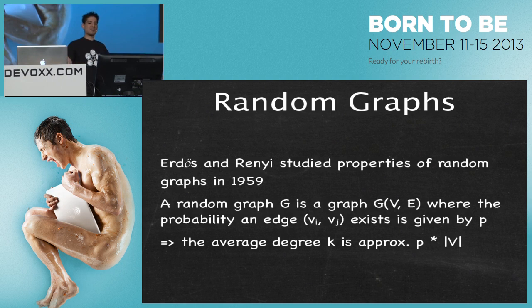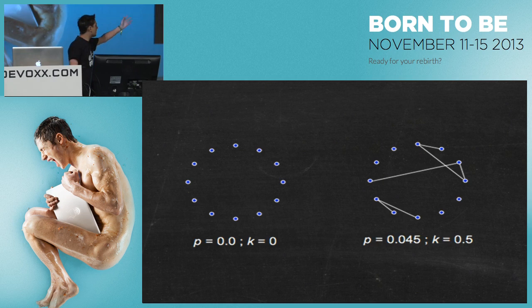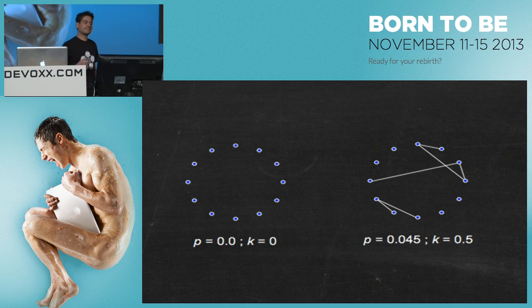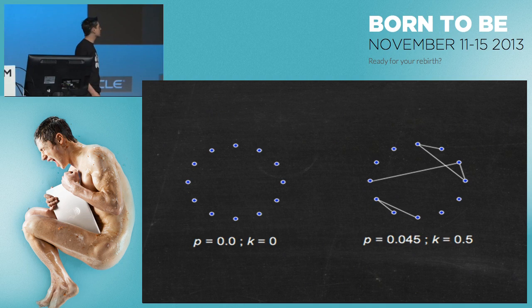Basically what they said was, let's create a graph where the chance of there being an edge between any two vertices is given by this probability times the size of the vertex set. We start with the probability zero, and the average degree is zero. You end up with a completely disconnected graph. You start increasing, so there's a fairly low chance that edges are going to exist. And if they do, they're not going to connect to that many people. And you end up with this sort of fractured little graph.